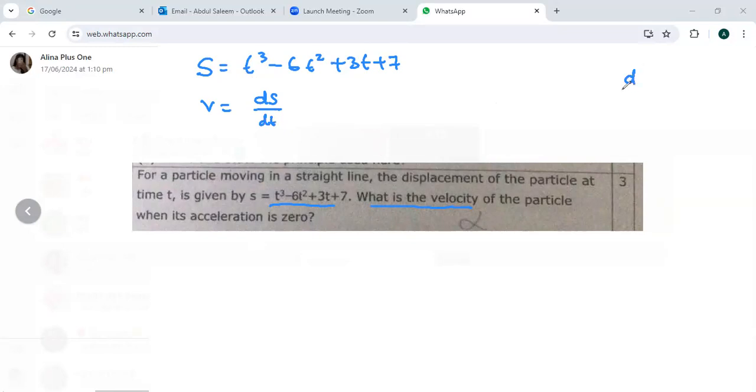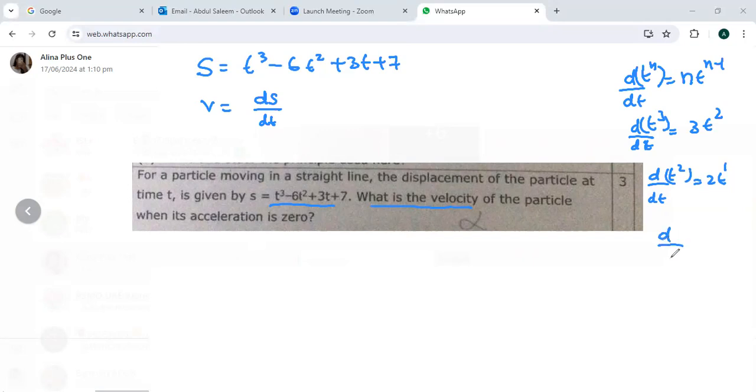So we know that d by dt of t raised to n equals n into t raised to n minus 1. So the derivative of t cube equals 3 into t square. d by dt of t square equals 2 into t raised to 2 minus 1, which is t to the 1. d by dt of t equals 1, right? And the derivative of a constant, d by dt of a constant, equals 0.